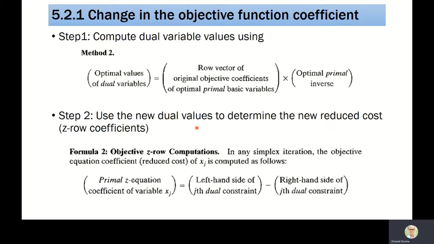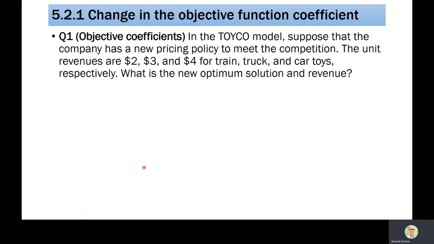So basically we have to see what the reduced cost of the variables is. For that we will be using formula 2. So when we are going to change the objective coefficient, we have to first compute the dual variables in step 1, then find the reduced cost in step 2 using formula 2. We have just discussed that this coefficient we can find as the left hand side of the jth dual constraint minus the right hand side of the jth dual constraint. Now let us understand this situation with the help of questions.